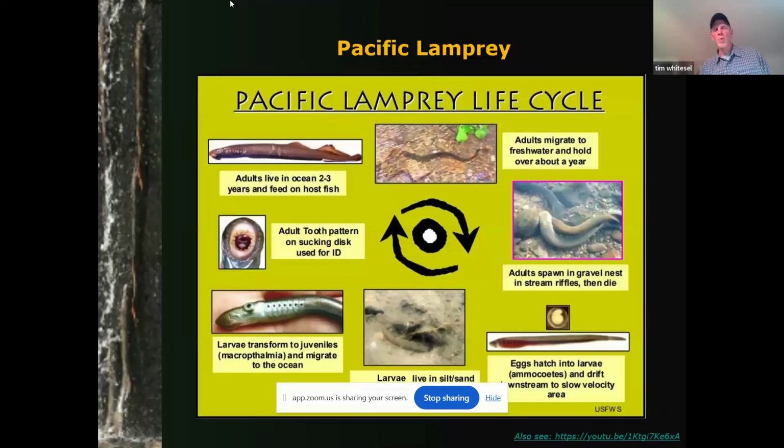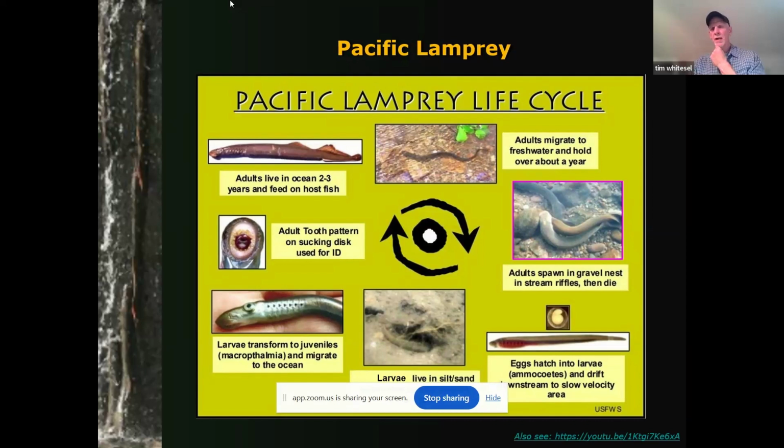All right, so thinking about those 4 species that you might find if you were out playing around in Portland Harbor, this is just a very simple diagram. I thought I'd walk us through the Pacific lamprey life cycle that most folks probably know, but I just wanted to make sure we were all at the same level.